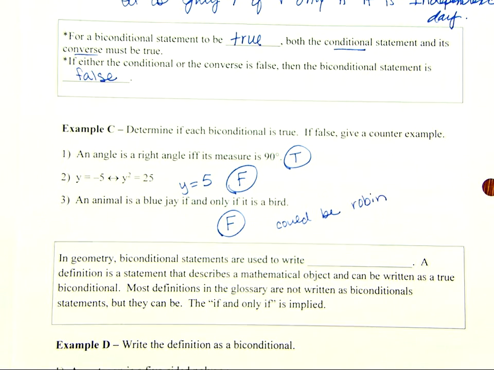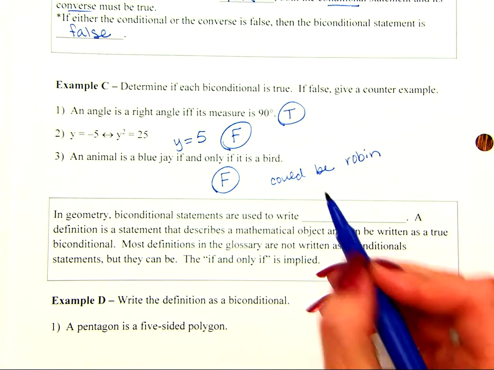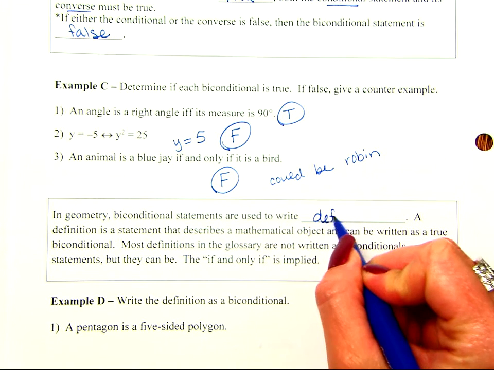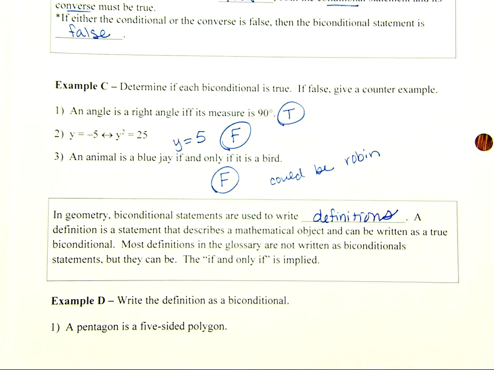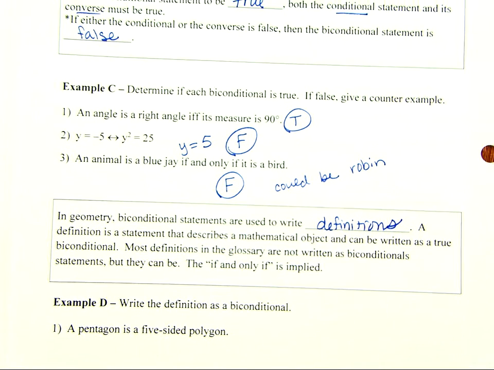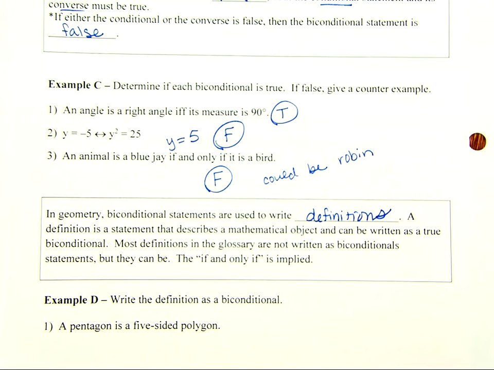In the box below, it says that in geometry, biconditional statements are used to write definitions. A definition is a statement that describes a mathematical object and can be written as a true biconditional. Most definitions in the glossary are not written as biconditional statements, but they can be. The if and only if is implied.